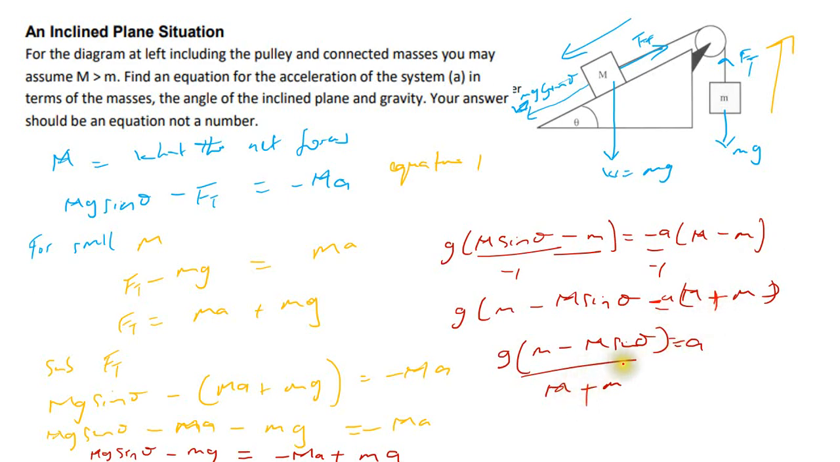So this is the formula that we should have to say that the acceleration is equal to g bracket m minus big M sine theta close bracket divided by big M plus m. So this is the acceleration formula that you would use whenever you want to find the acceleration down an incline, with the fact that there are no kinetic frictional forces acting.